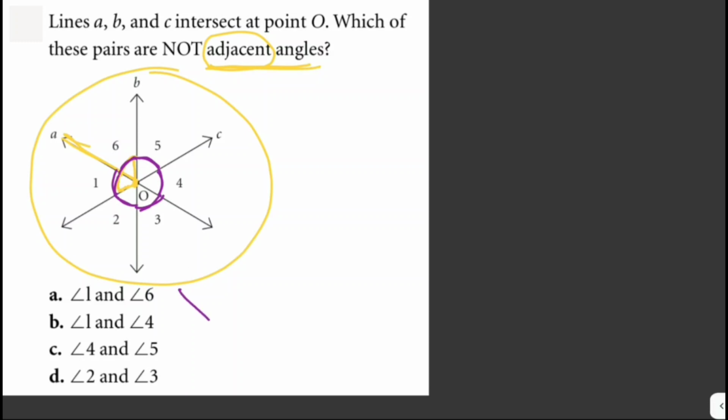So let's take a look at the choices here. 1 and 6, okay, these are adjacent angles. 1 and 4 are not adjacent. They are vertical angles. So the answer here should be letter B. Let's check choices C and D. 4 and 5, okay, these are adjacent. And angles 2 and 3, these are adjacent. So the answer is letter B.